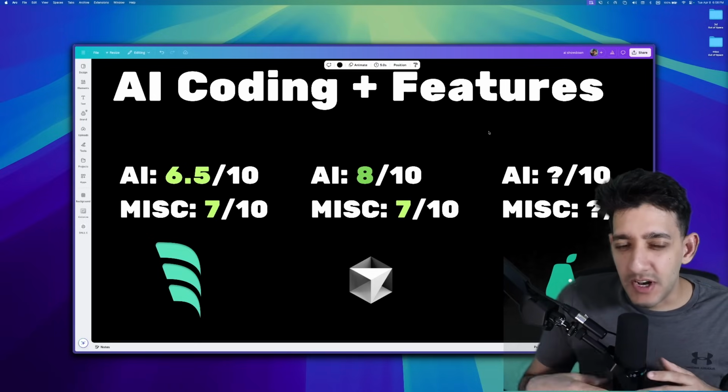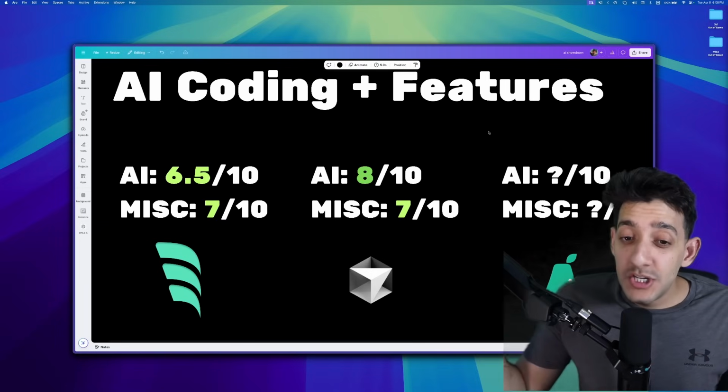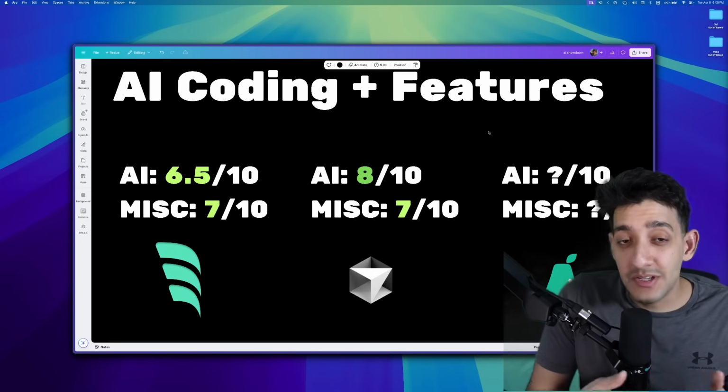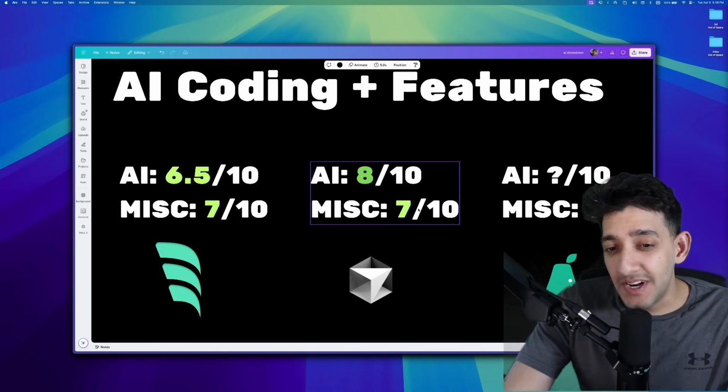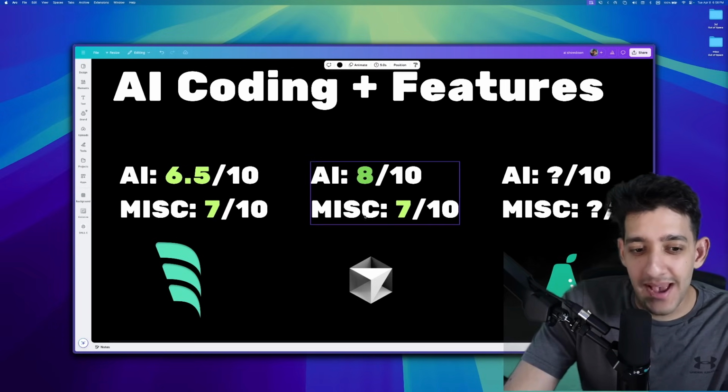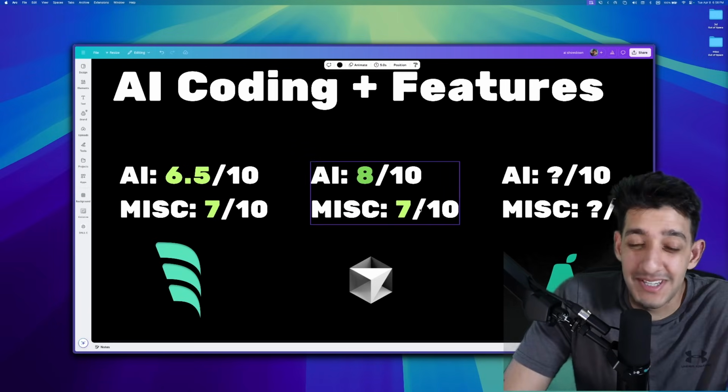And of course, I'm sure a lot of it comes down to the LLM under the hood, but just because I think Cursor is a bit more consistent, and you can add files to context, I think it does pull ahead. And the 7 out of 10 for MISC is just going to be the same as Windsurf because I think they offer pretty much the exact same features.